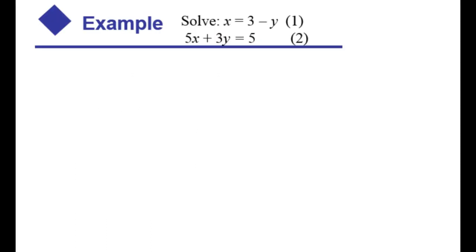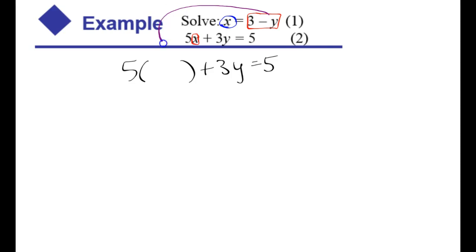So the substitution method is really helpful when I have something like x equals, because then I can actually substitute the value of x. Well, if x equals 3 minus y, every time I see that x, I can plug in the value of x for it. So instead of saying 5 times x plus 3y equals 5, I'm going to take that value and plug it in for x. So that's called the substitution method.